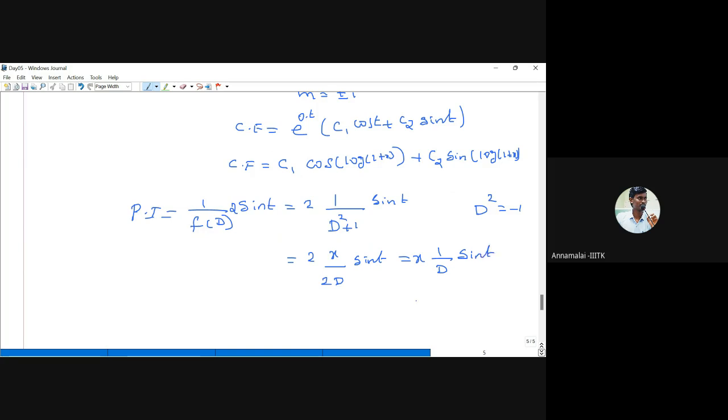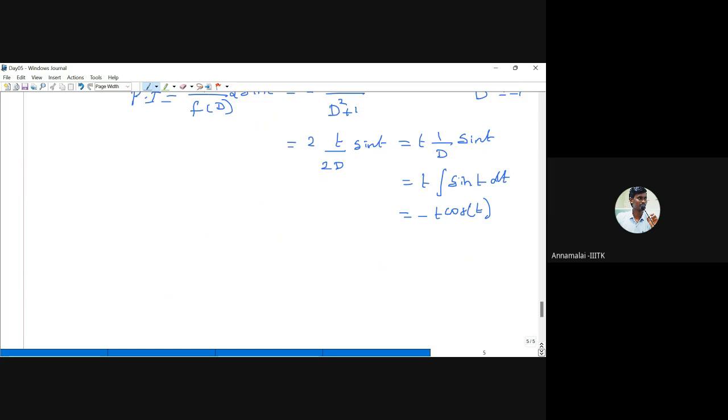So the 2 cancels, t into 1 by D sin t. So 1 by D is nothing but integration, integration of sin t with respect to t. The integration of sine is minus cos. So therefore t times, oh, sorry, not x, it should be t. Everything is t, not x, because now our independent variable is t in the reduced equation. So t times minus cos t, the integration of sine is minus cos.